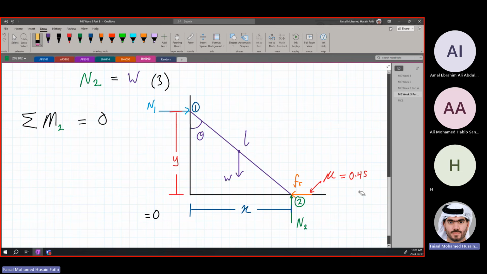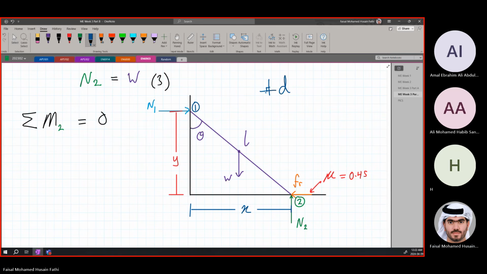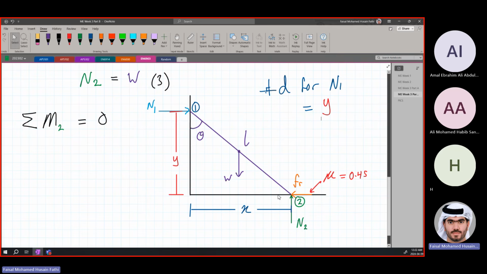First things first, we know that the perpendicular distance for N1 is Y. This is already very clearly written. We have the distance Y. So the perpendicular distance for N1, let's write it in blue, is equal to the letter Y, or the distance Y. We know that, all right?